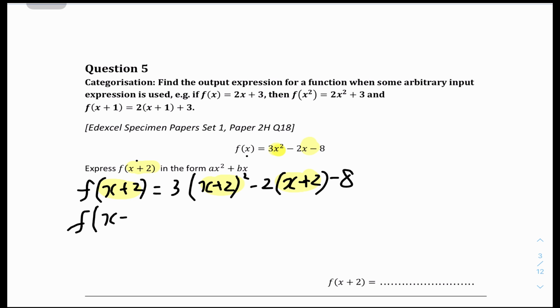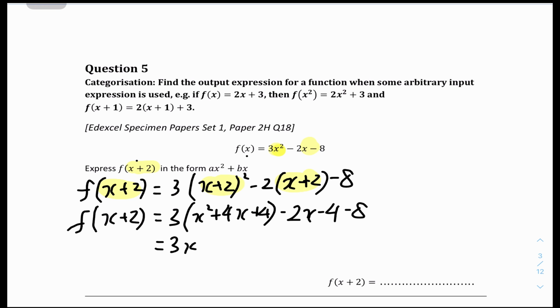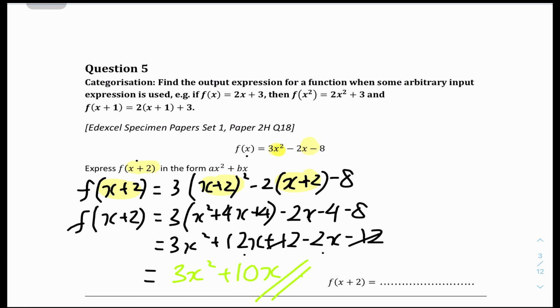So let's do it step by step. It will be 3 times the bracket, x squared plus 4x plus 4, minus 2x minus 4 minus 8. If you expand the bracket, it will be 3x squared plus 12x plus 12 minus 2x minus 12, because minus 4 minus 8 is minus 12. So you can notice that you can cancel the 12 and minus 12 together, and 12x minus 2x gets us 10x. So the final answer for f of x plus 2 will be 3x squared plus 10x. So 3x squared plus 10x.